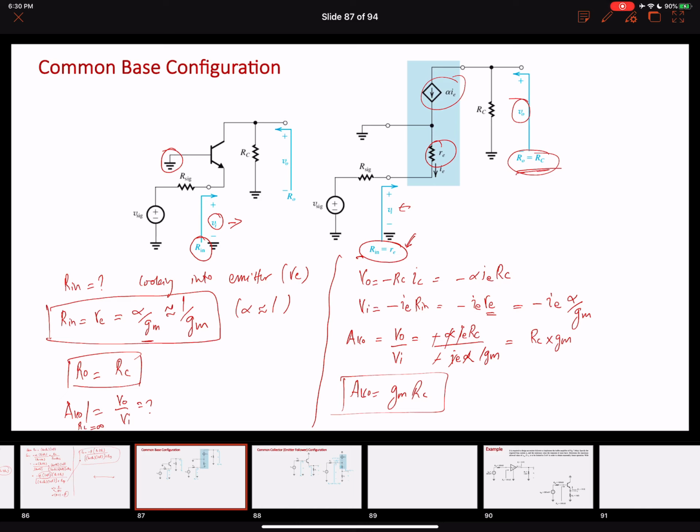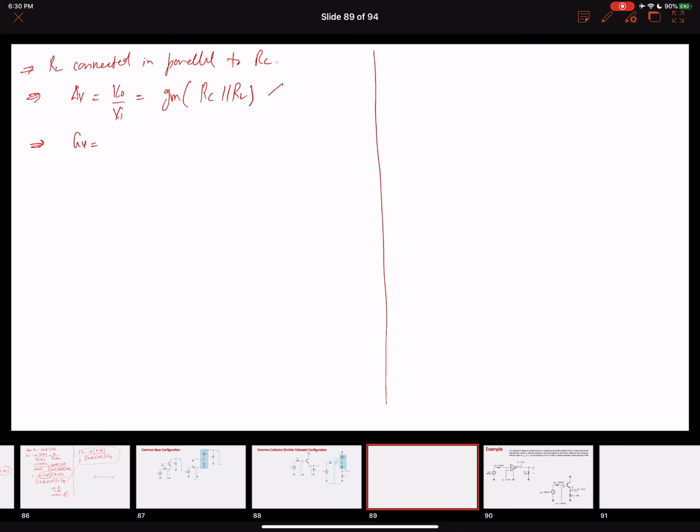So even if you are doing it from scratch and you don't want to go back to the basic analysis or the configuration analysis, you just assume that you have another resistance appearing over here. While finding this V naught value, you're going to see that this RL will appear in parallel to this, RC. This parallel resistance is going to reflect over here with the load resistance attached. So that is why we have RC in parallel with RL in the voltage gain over here.